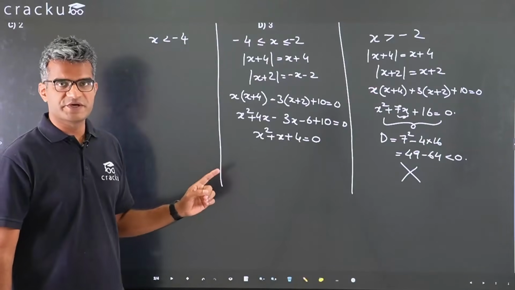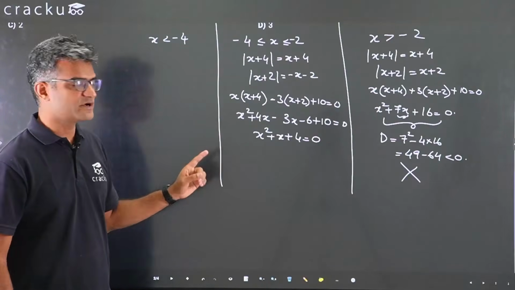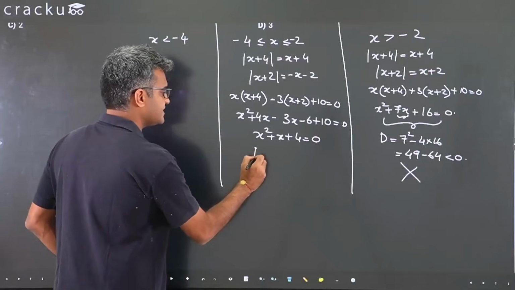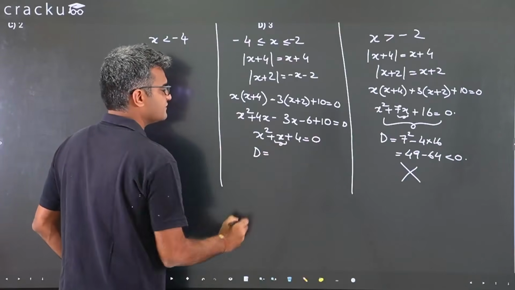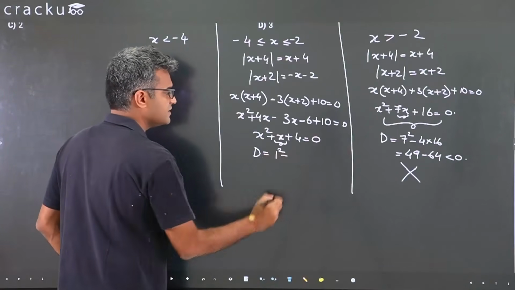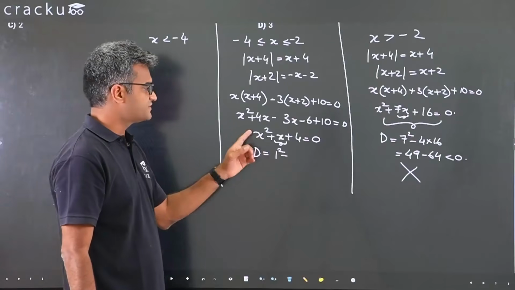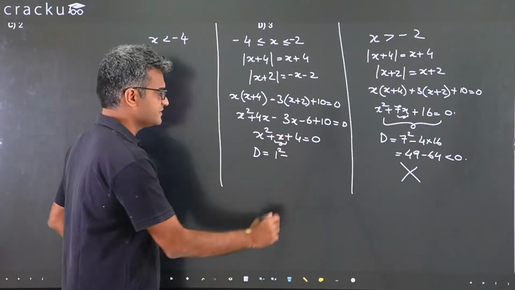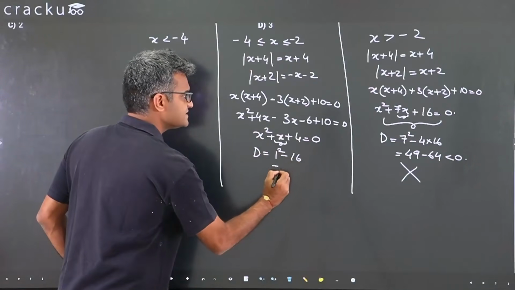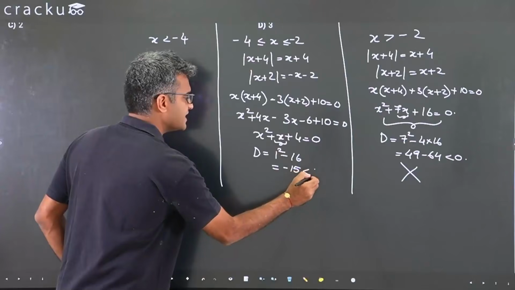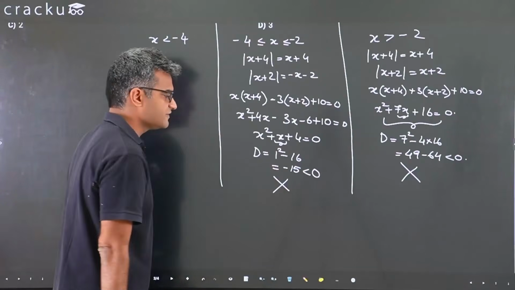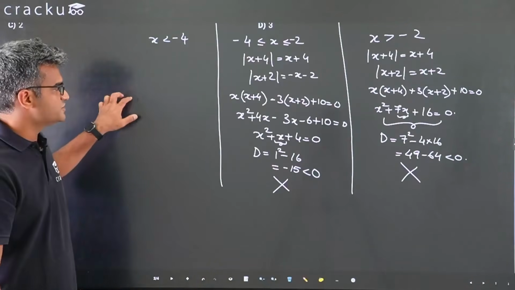This also is a quadratic equation. What is the discriminant of this quadratic equation? The discriminant is the square of the coefficient of x, which is 1 square, minus 4 times the coefficient of x square into the constant term, which is 4. This is equal to minus 15, again less than 0. So this also will not have any real solutions.